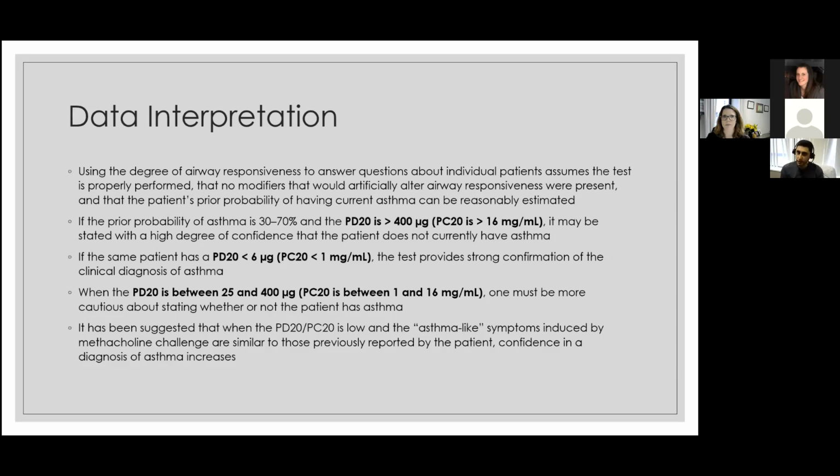On the opposite end of the spectrum, if the PD20 is less than 6 or the PC20 is less than 1, the test provides strong confirmation of the clinical diagnosis of asthma. However, when you get into the gray area, meaning a PD20 between 25 and 400 or a PC20 between 1 and 16, you have to be more cautious about stating whether or not the patient actually has asthma. It has been suggested that when the PD20 or PC20 is low, and the asthma-like symptoms induced by methacholine challenge are similar to those previously reported by the patient, confidence in a diagnosis of asthma increases.